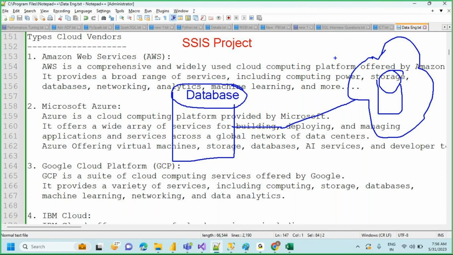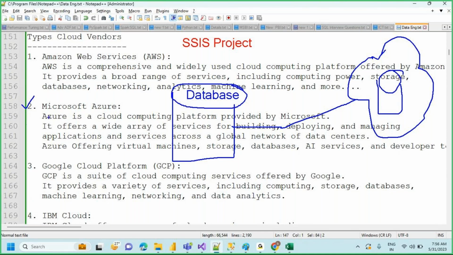At this point in time, Microsoft Azure is rapidly growing, and very soon we are going to be in the very top position. And AWS is a very old cloud platform. AWS is a comprehensive and widely used cloud computing platform offered by Amazon, and it provides a broad range of services including compute power, storage, databases, networking, analytics, machine learning. So many things are provided by AWS.